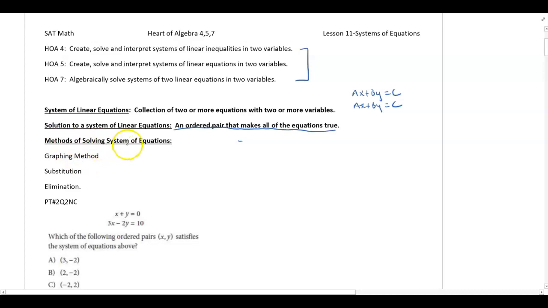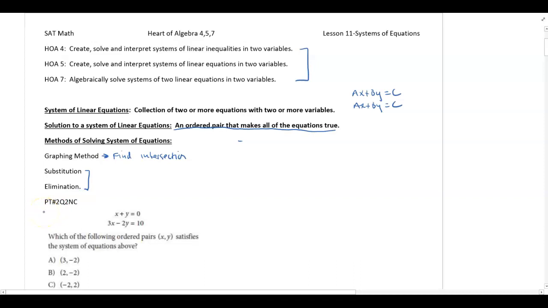Now the methods of solving a system of equations: the graphing method, right? Basically, if you're able to easily graph them in the calculator, all you have to do is find the intersection point. But none of the system of equations problems that I've come across make it easy to graph, and a majority are no calculator. So you probably won't use the graphing method very often. You want to be able to master substitution and elimination.